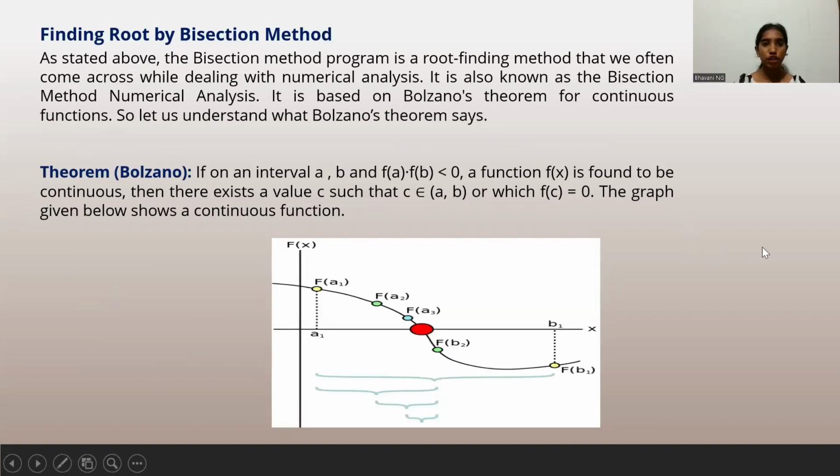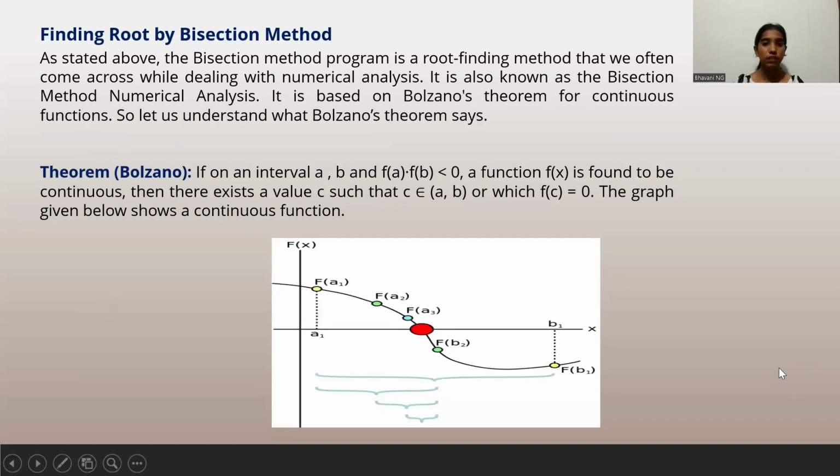Finding root by bisection method. As stated above, the bisection method program is a root finding method that we often come across while dealing with numerical analysis. It is also known as bisection method numerical analysis. It is based on Bolzano's theorem for continuous functions. So, let us understand what Bolzano's theorem says.